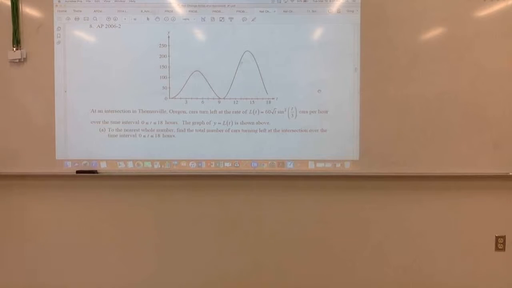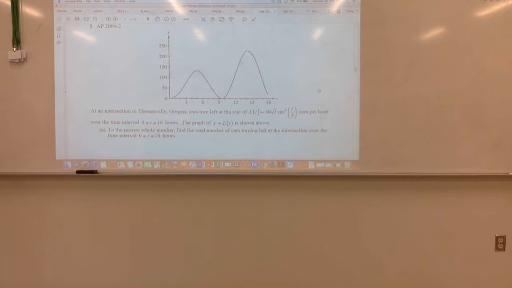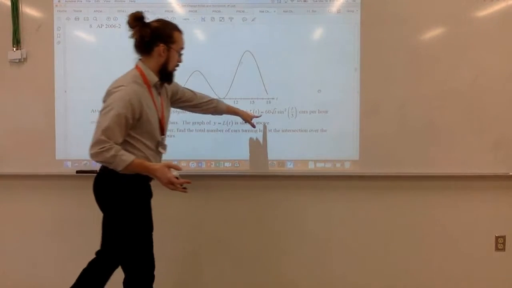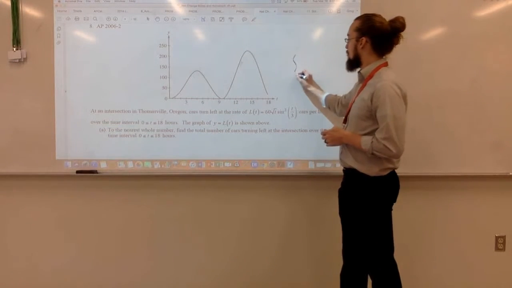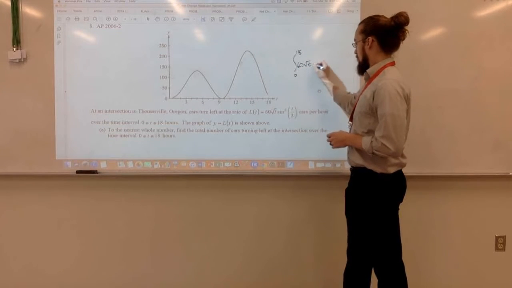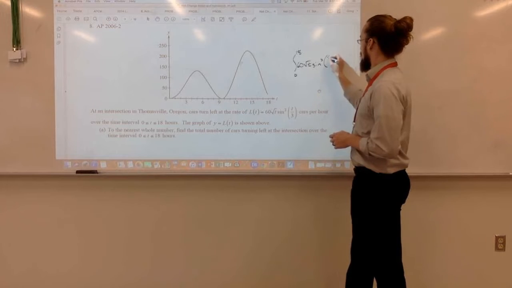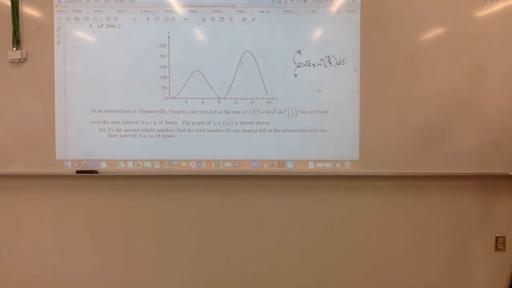For part A, we just want to figure out the total number of cars turning left at the intersection from 0 hours to 18 hours. How would I do that? Yeah, we want the integral of our function that models the rate at which cars are turning left over this interval. This is just plugging stuff into the calculator for part A, making sure we set up our integral.